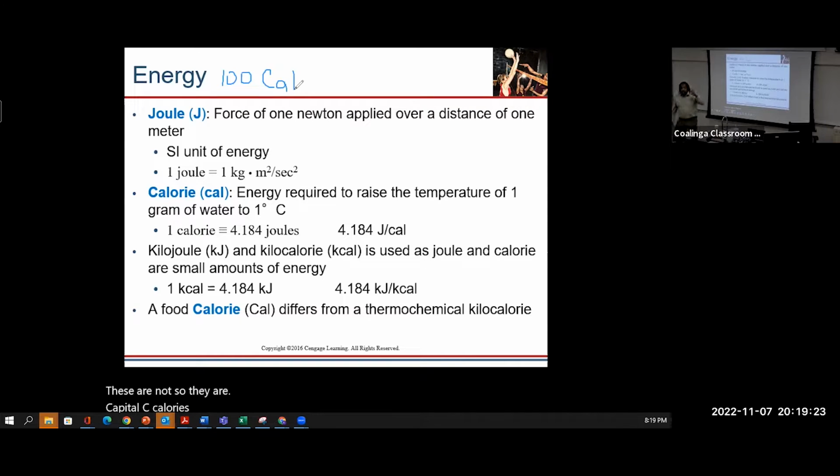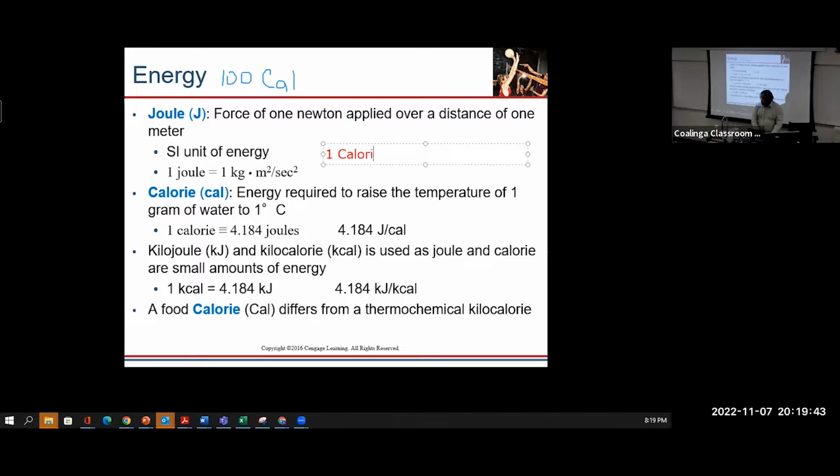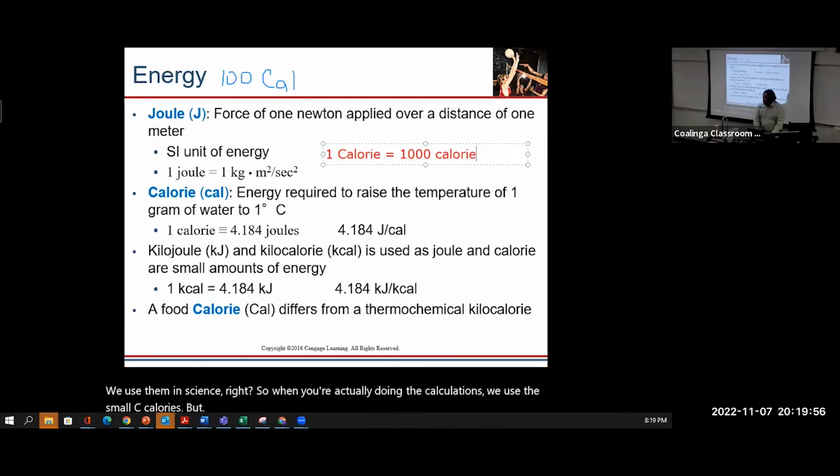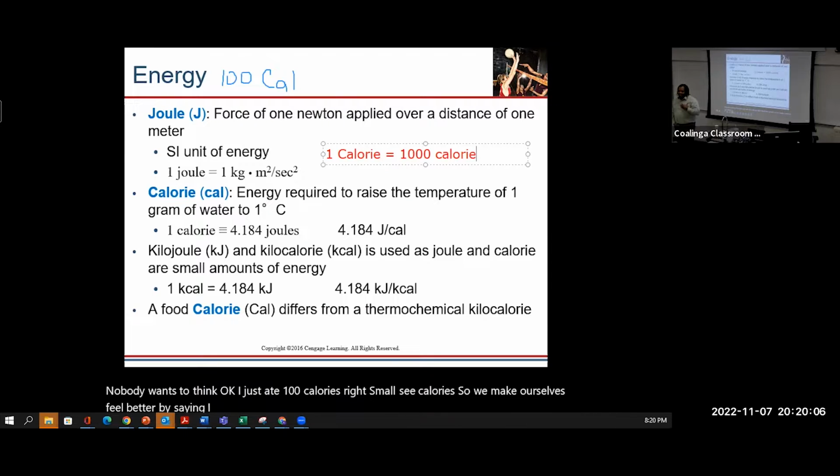That's right. 1 capital C calorie is equivalent to 1,000 small c calories. We use small c calories in science when we're actually doing the calculations. But nobody wants to think, I just ate 100,000 small c calories. So we make ourselves feel better by saying I just ate 100 calories.